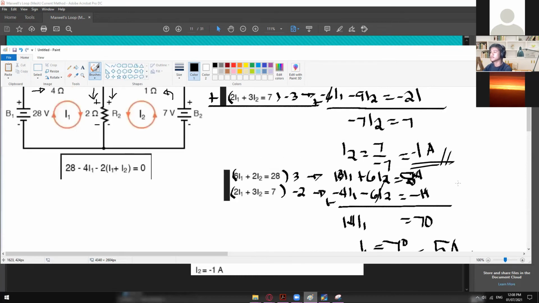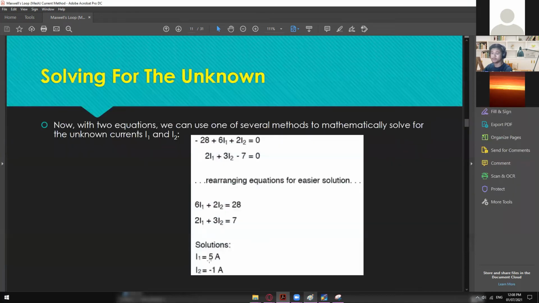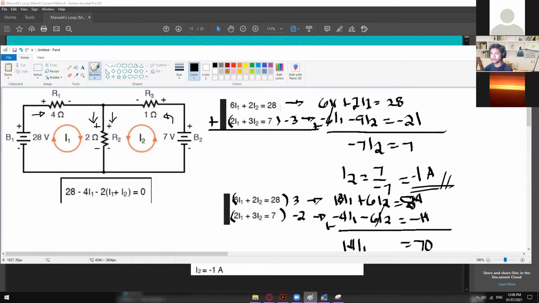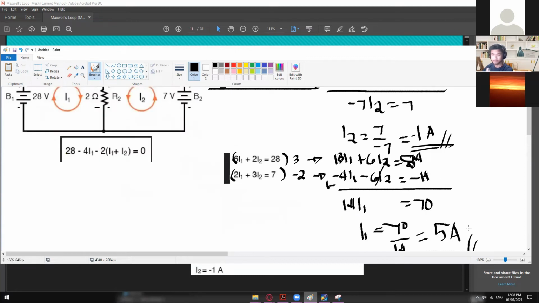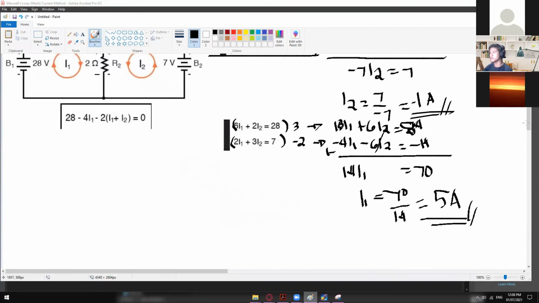Okay, so in here we now have negative 1 amp for the I2 and then 5 amps for the I1. So this will be a lot easier if you're going to use your calculator. In just less than a minute, you already have the value of I2 as negative 1 and then I1 as 5 ampere. Okay, so were you guys able to follow on how we solved for the I1 and I2?